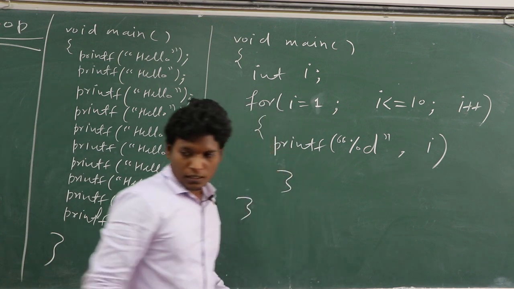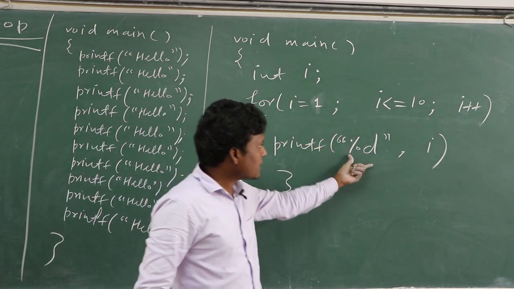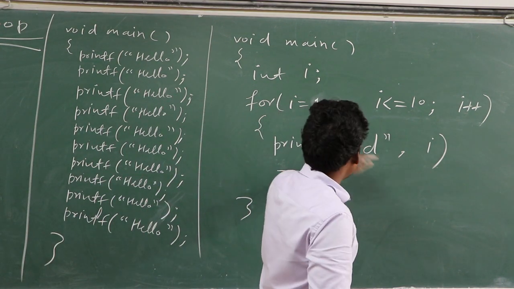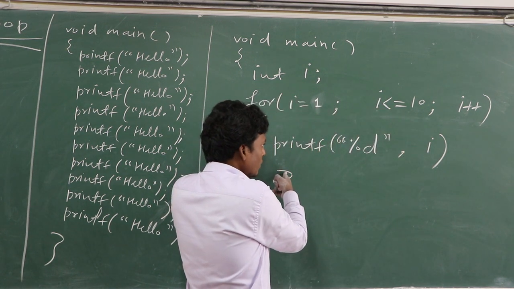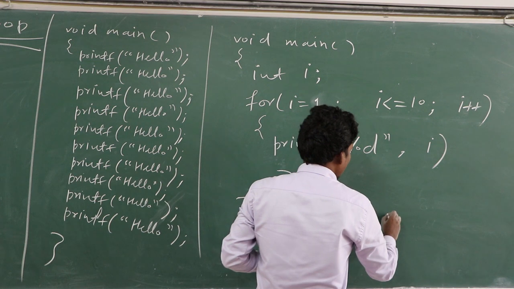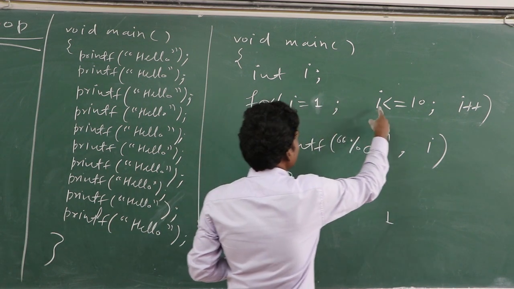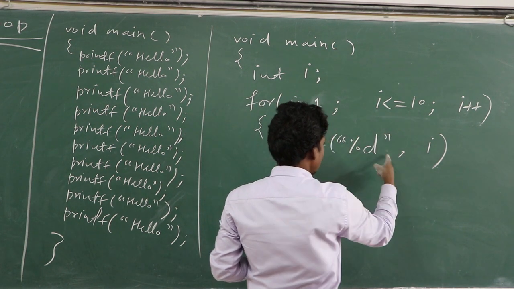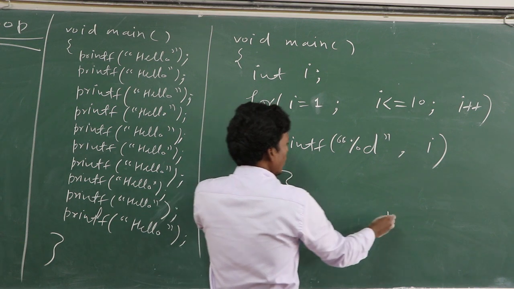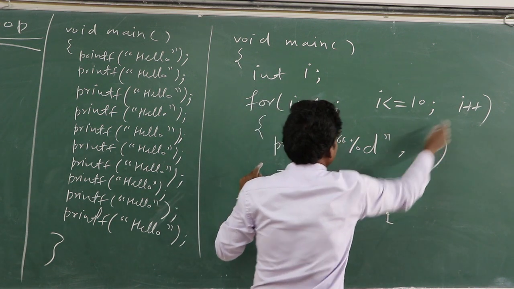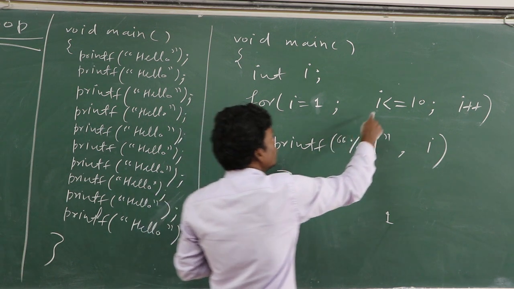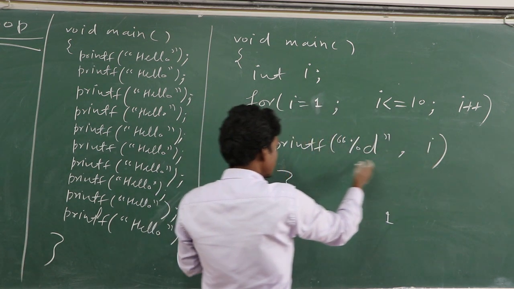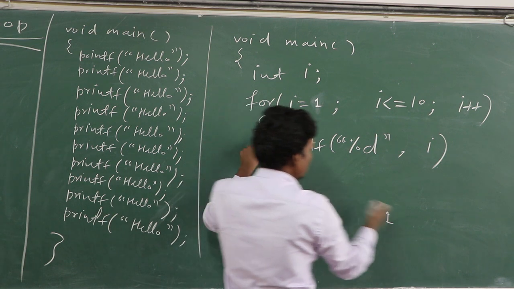Now class, in place of hello we write %d, I. Each time this set of statements will execute. The first time, I has value 1, which is less than or equal to 10, yes, so this set of statements will execute and 1 will be printed. I plus plus works here at the end, and I becomes 2, which is less than or equal to 10, yes, so this set of statements will execute.